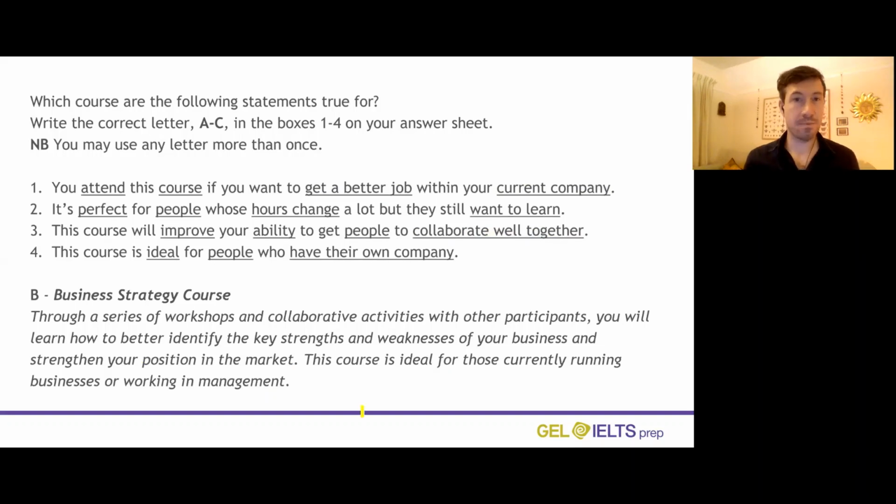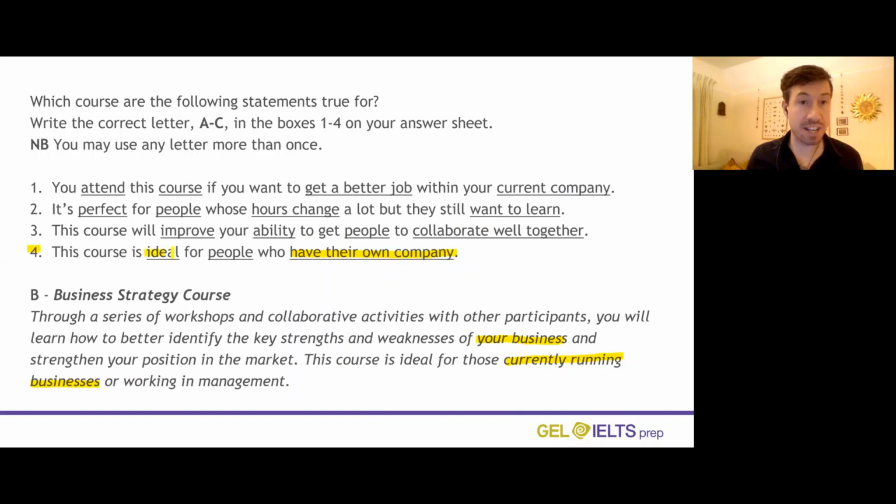Okay, so the correct answer here is statement 4 matches to paragraph B. Let's have a little look. It says this course is ideal for people who have their own company. Now, if we look through, it says through a series of workshops and collaborative activities with other participants, you will learn how to better identify the key strengths and weaknesses of your business. Okay, have their own company. So if you have your own company, it's your business. And this course is ideal for those currently running businesses. If you're running a business, that means you have your own business.